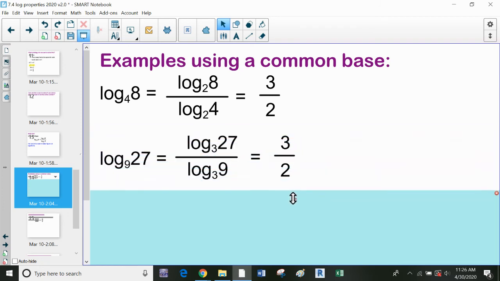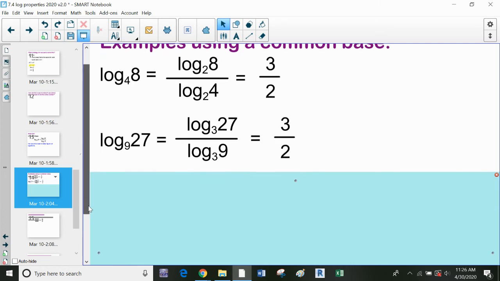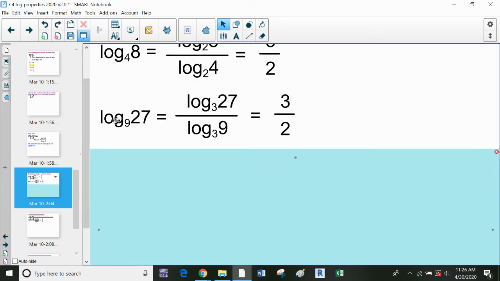Let's do another change of base one. Let's try log base 9 of 27. I know these two numbers will play well together, but I can't multiply 9 by something to get to 27. So let's go ahead. These are both numbers that are base 3. So I'm going to use that as my chosen base. I'm going to take log base 3 of the argument 27 over log base 3 of my former base, which was 9. So the big number goes on top, the little number goes on the bottom. That's how I remember it.